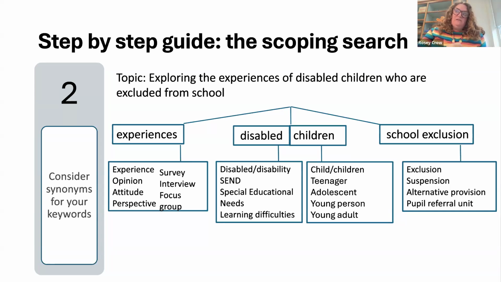What do I mean when I say school exclusion? What other language might someone have used to talk about that? Or if I'm interested in experiences, are there particular research methods that may have pulled that out of people? Does it help me to include those research methods in my search strategy if I'm interested in finding experiences?